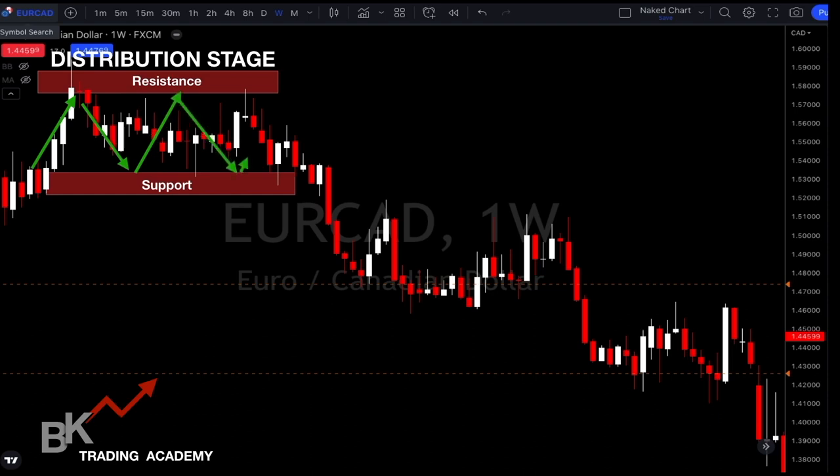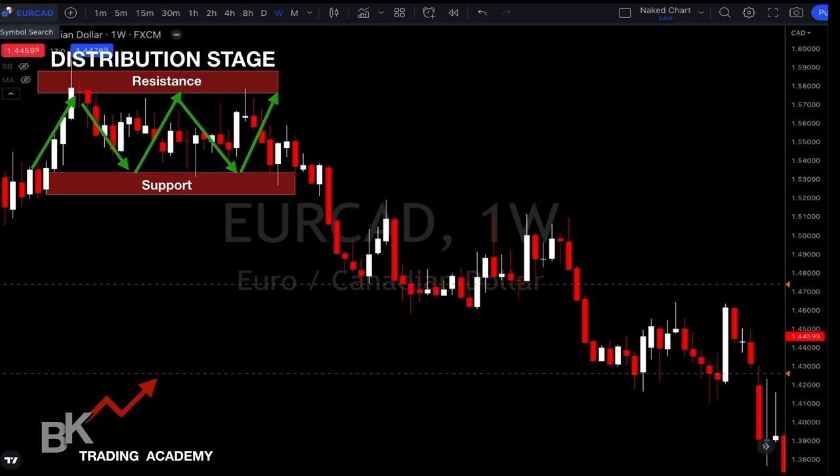And now this is the distribution stage. The reason why price is moving up and down in this area is because buyers and sellers are trying to figure out which way price is going to move. Now imagine price has been climbing all the way up and now it hits this distribution stage. What do you think is the logical way price is going to go?